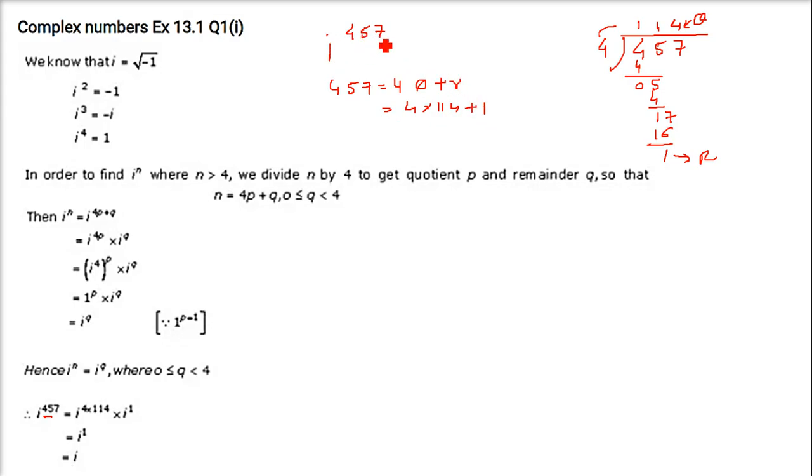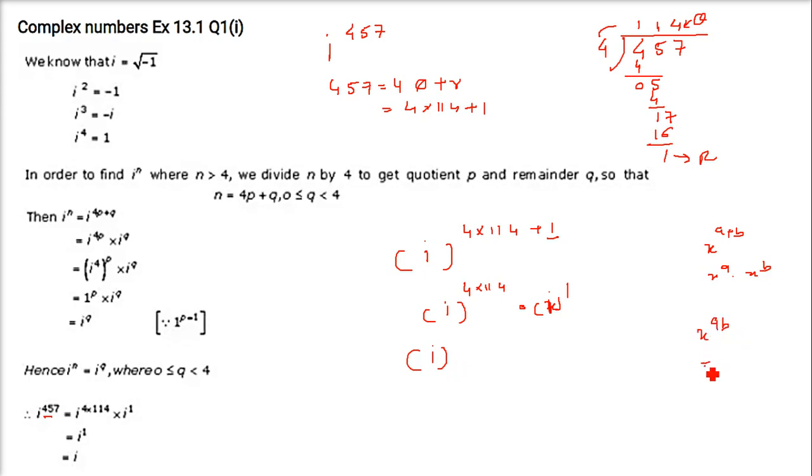Now we can write this i to the power 457 as i to the power 4 into 114 plus 1, and we know that x to the power a plus b is x to the power a into x to the power b. So we can write it as i to the power 4 into 114 multiplied by i to the power 1. Now you know that x to the power ab is x to the power a to the power b. So we can write it as i to the power 4 to the power 114 times i to the power 1. So what do we get here?